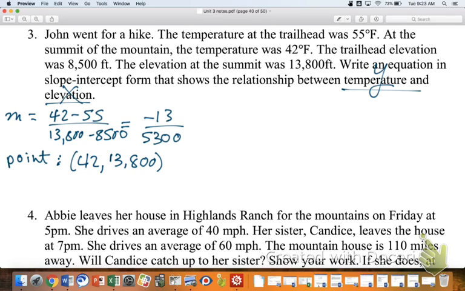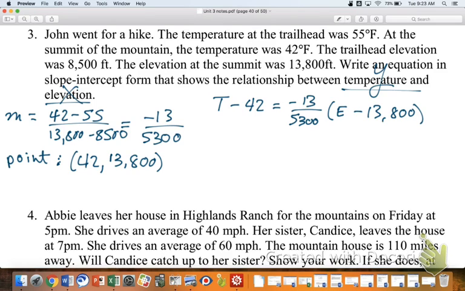Okay, so then if I am going to eventually get to slope-intercept form, I've got to start off with point-slope form because that's what I have. I have a point and a slope. And so I will write this as t minus 42 equals the slope times e minus 13,800. Using t's and e's again. If you used y's and x's, that's fine. You just have a y in place of t and an x in place of e. I'm okay either way with that.